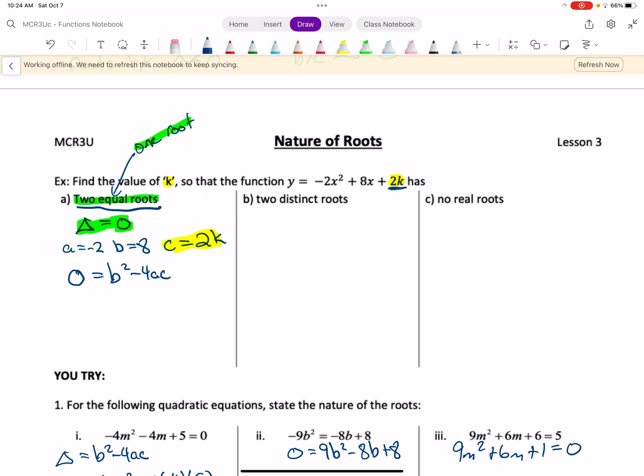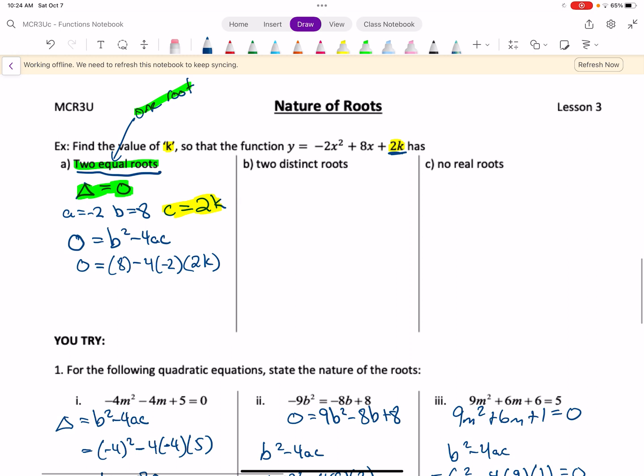Because it's one root, I can set it up as an equation, and this allows me to solve for an unknown if I don't know what that thing is. So I can plug all this in, and the c then becomes 2 times k. And because it's equal to 0, I have an equation that I can work out and try to solve for k.